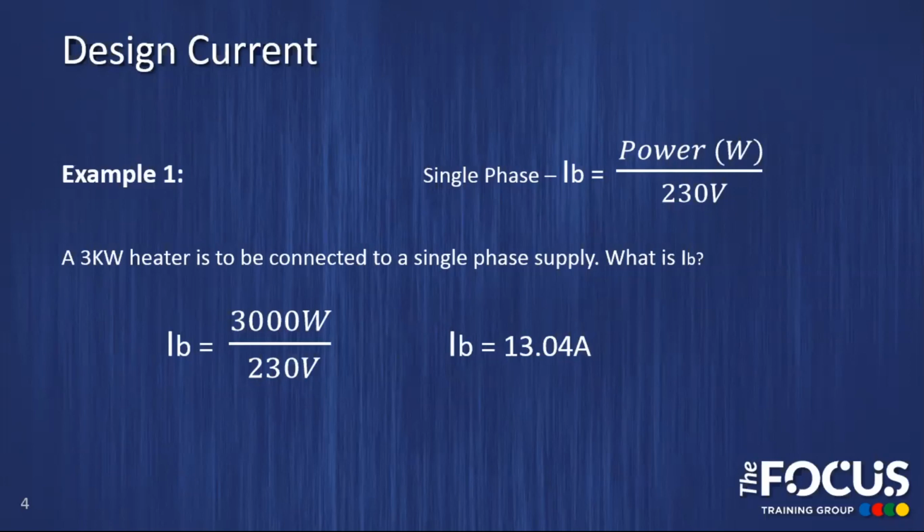Bottom left we can see where we put the figures in, so design current, IB, is equal to 3000 watts. Remembering that in our question it says 3 kilowatts, but of course we need to use our base units. Our base unit for power is watts, so we've had to convert that into whole watts. So we have 3000 watts divided by 230 volts. That gives us our IB of 13.04 amps.